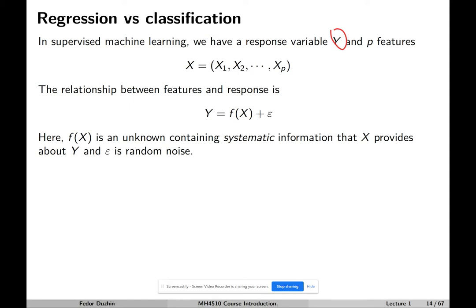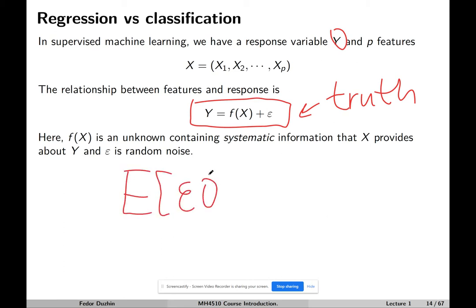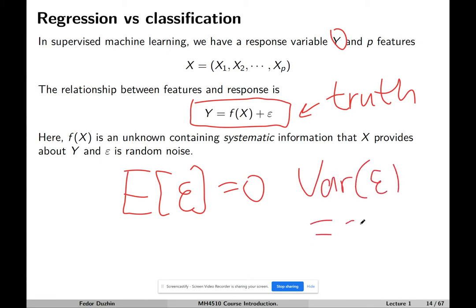Now, we are assuming that there is some kind of law of nature, some ground truth, that describes the process that we're dealing with, right? So this ground truth is a function f of x, right? So Y is a function f of X plus some random noise. And we assume that the random noise has expected value zero, and the variance of our random noise is some sigma squared.